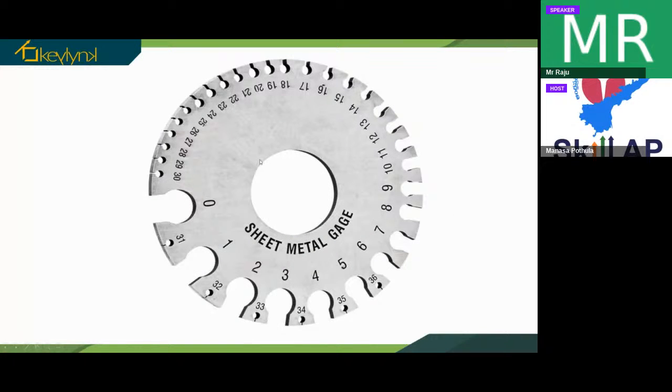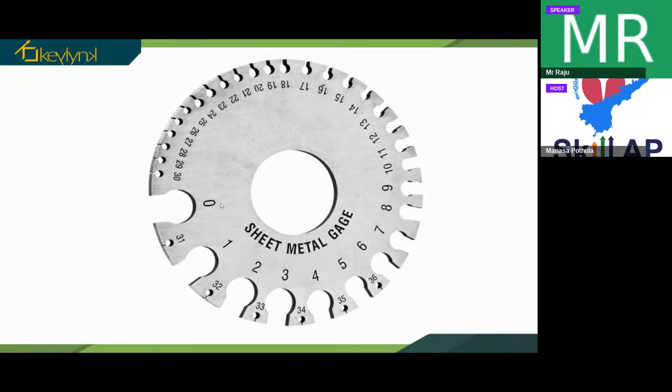And this is a closed view of a sheet metal gauge measurement device. If the gauge number is 0, then the thickness of the sheet metal will be at the maximum, that is nearer to 6 mm. If it exceeds this gauge number, then we call it plates.